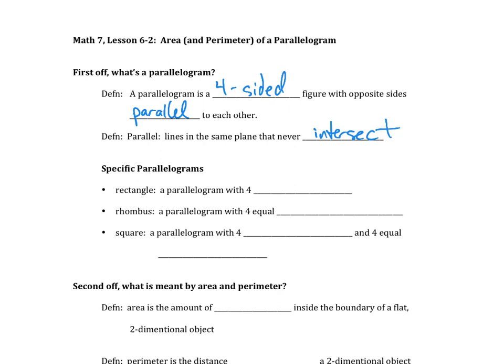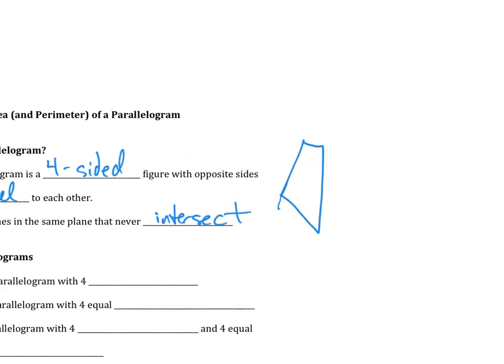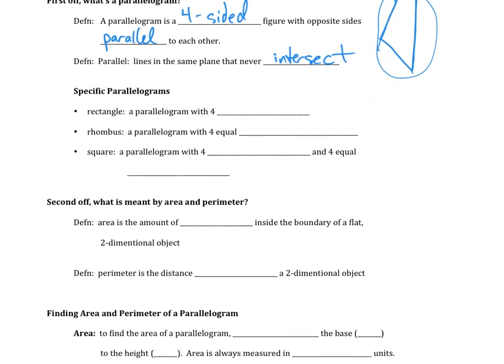We got to understand parallel. So, for example, if I draw this, that's a four-sided figure, but it is not a parallelogram. Because if I were to extend these lines, the problem I run into is they will intersect. So this is not a parallelogram. Opposite sides, if you extend them forever, will never intersect. That's the idea of a parallelogram.